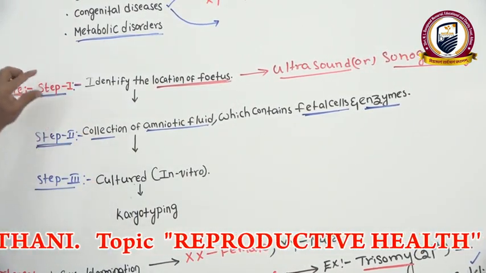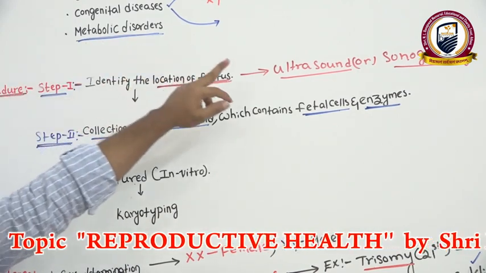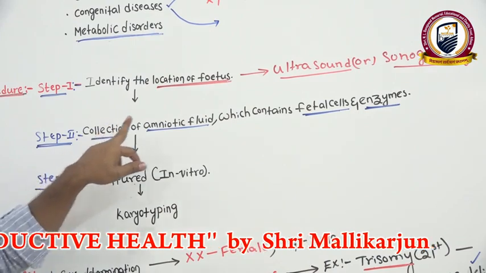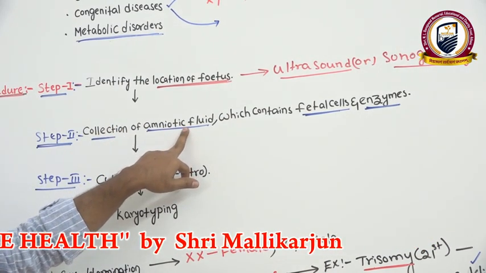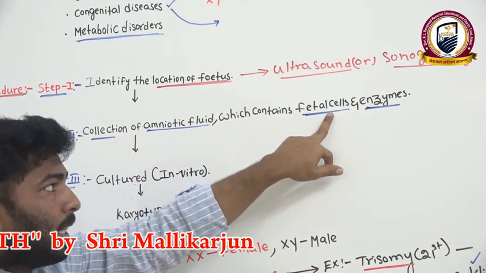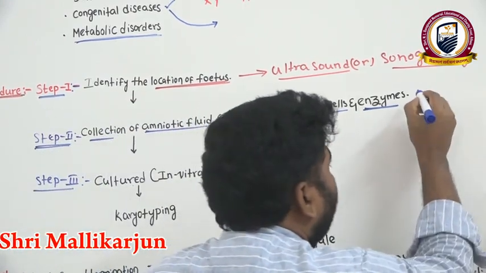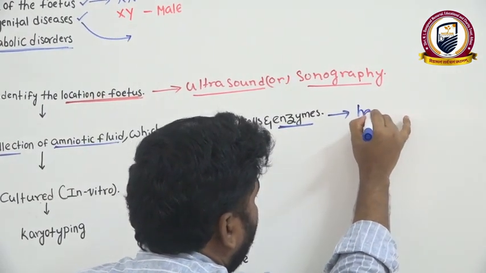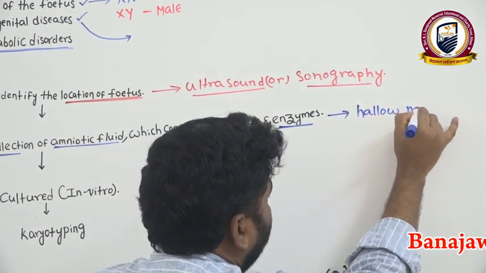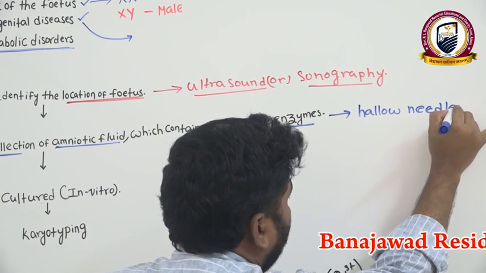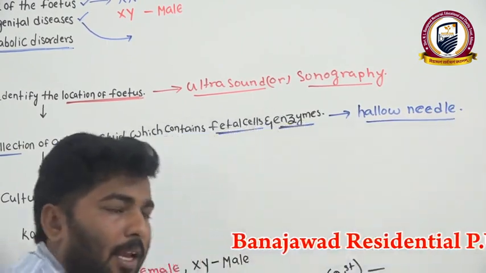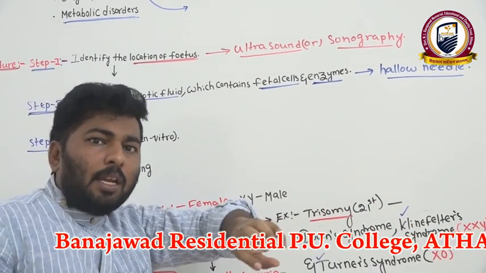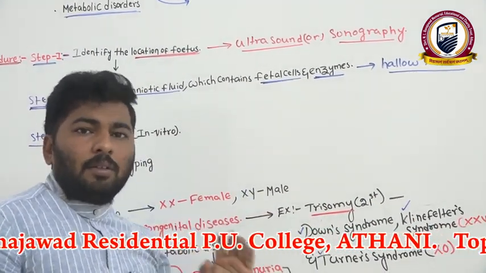Are you getting now? First step, what we are doing here is identifying the location of the fetus. In the second step, we are collecting the amniotic fluid, which contains fetal cells and enzymes. How are we going to collect it? With the help of a hollow needle, we are going to collect this amniotic fluid from the amniotic cavity of the fetus.